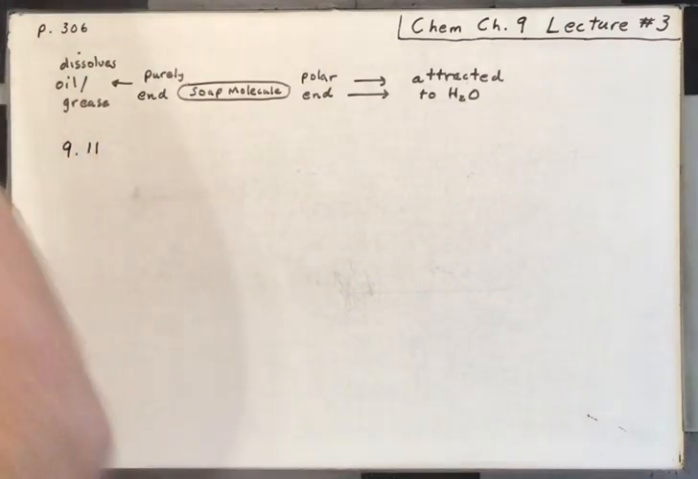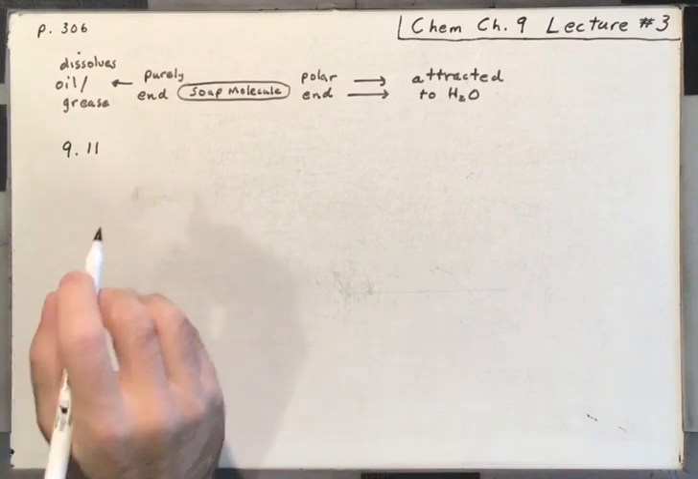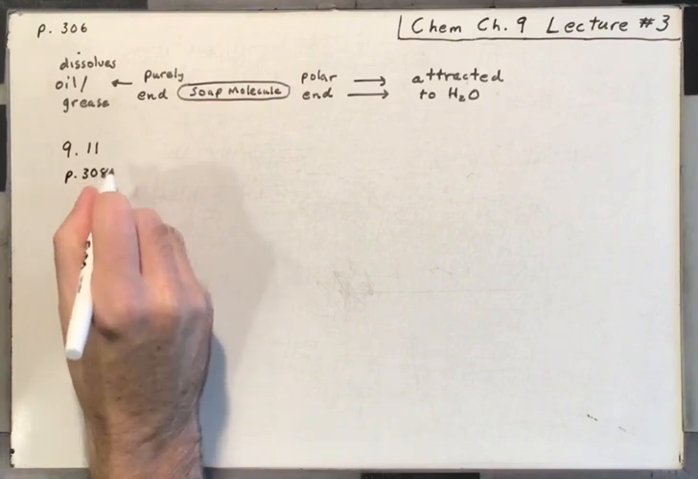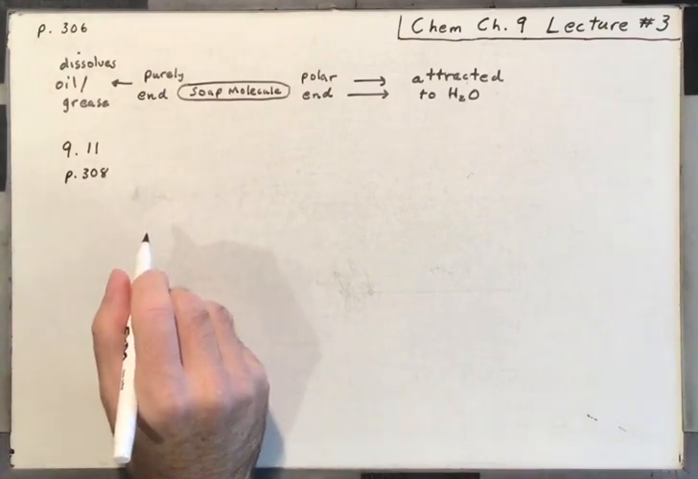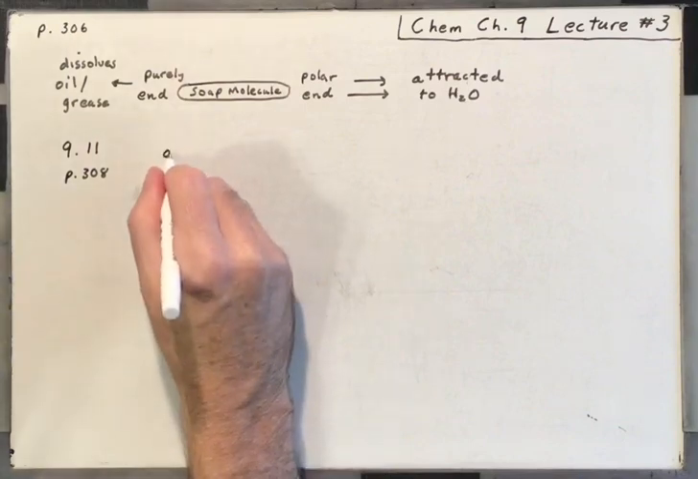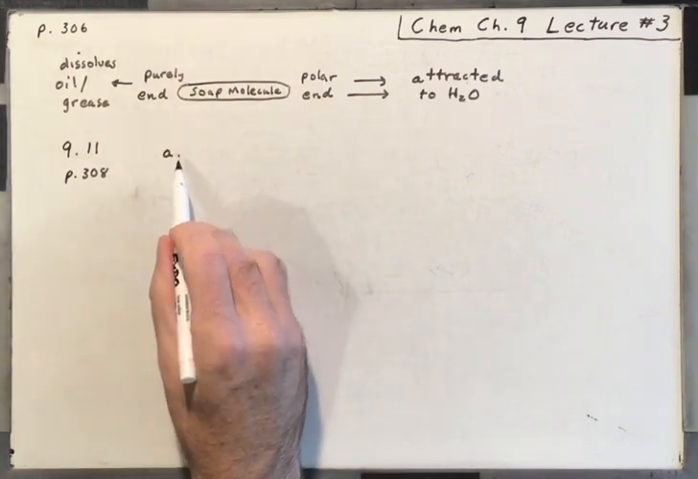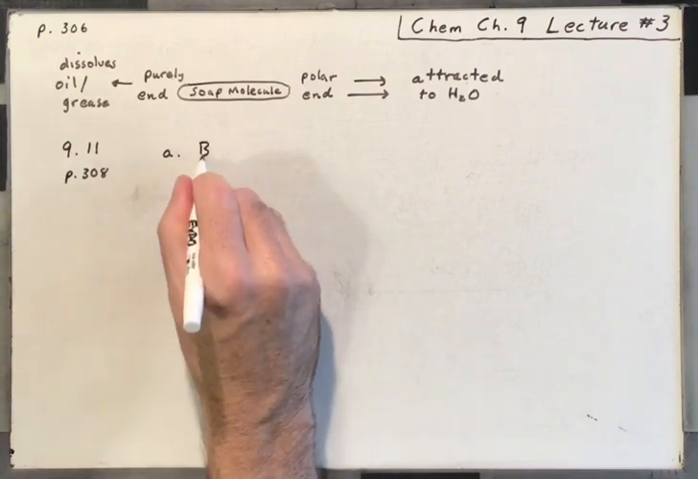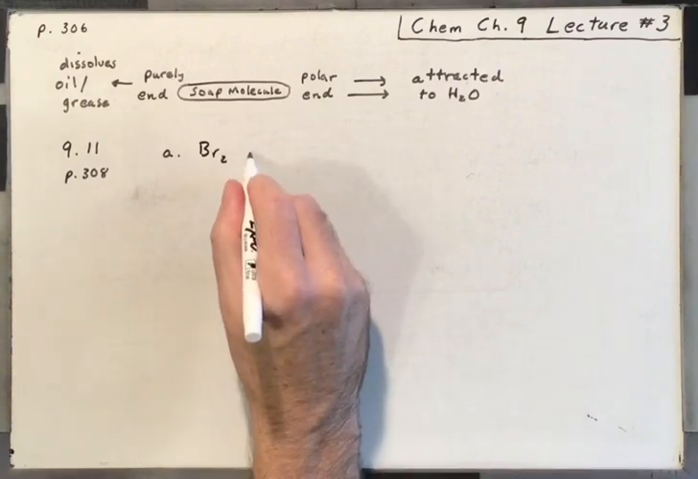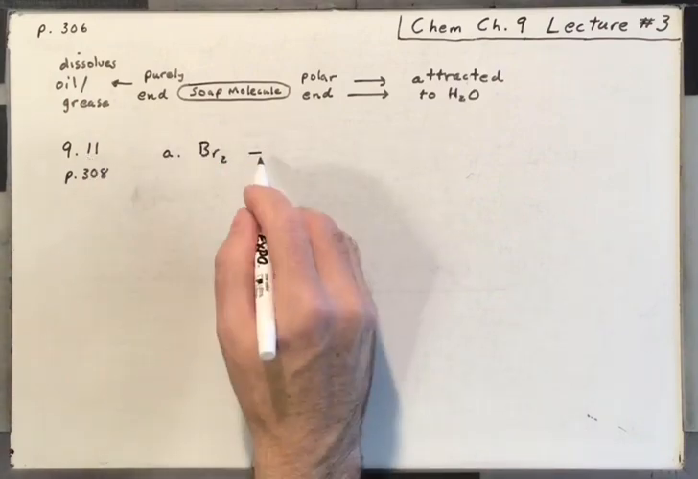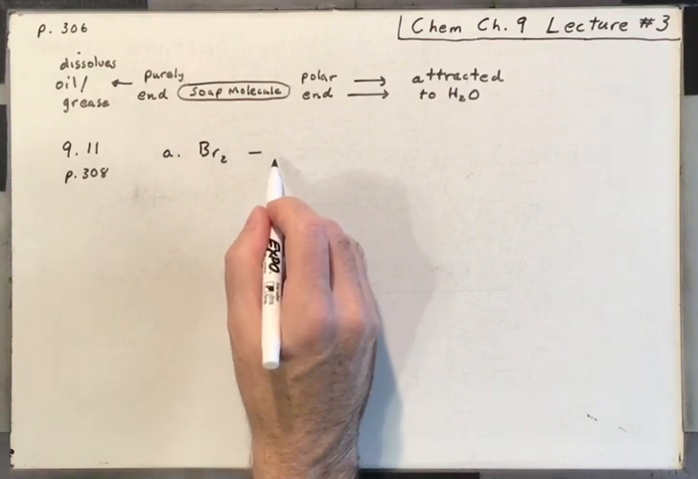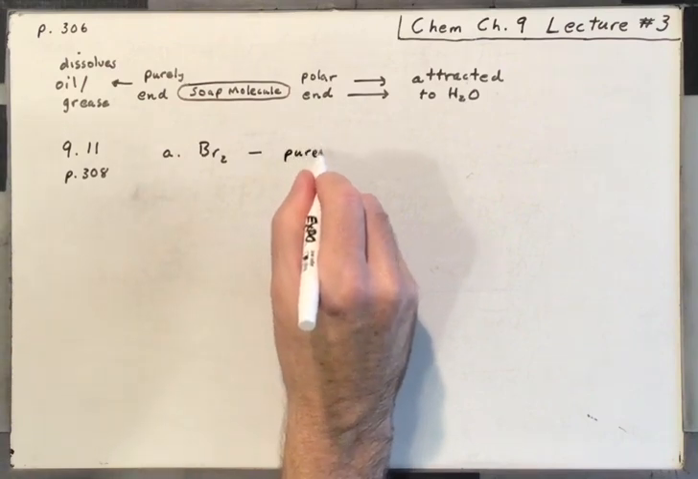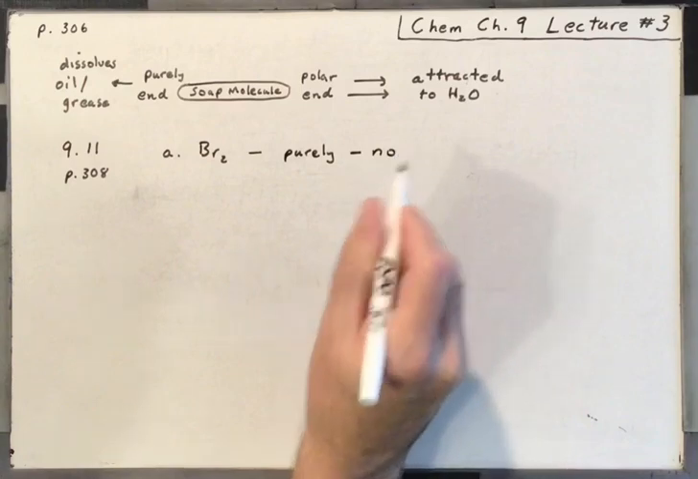So 9.11 is on the last page, page 308 of the chapter. And it uses the exact same compounds that were used in 9.10. So Br2. Well, we drew that already. It was linear. So if you'll go back to 9.10 and look at that, since we drew it, it's linear. And it was purely covalent. So will it dissolve in water? Right, the answer is no.